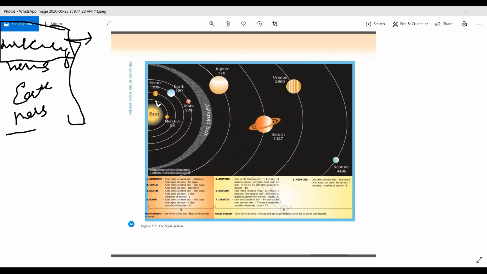It takes 69 days to spin. Sorry, it takes how many? It takes 88 days. Mercury takes 88 days to revolve, and 59 days to rotate.